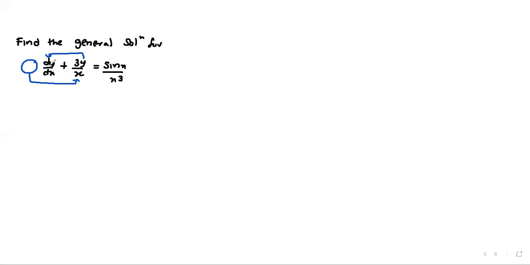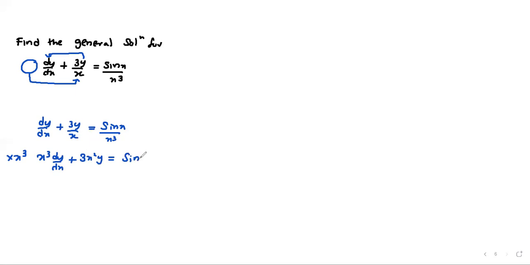So can we make this expression into that previous type? Let's see. I want to make dy by dx plus 3y over x equals sin x over x cube. Then I'll multiply this entire expression with x cube. So what do you get? x cube dy by dx plus, if you multiply with x cube, 3x squared y.